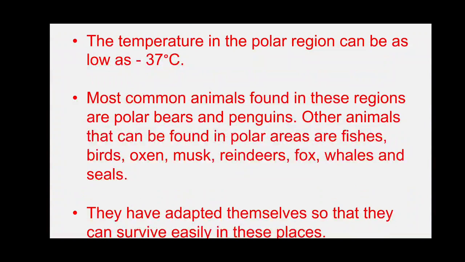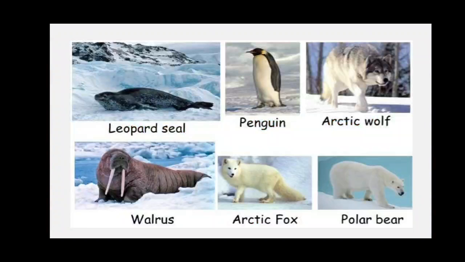The most common animals found in this region are polar bears and penguins. Other animals that can be found in the polar areas are fishes, birds, musk oxen, reindeers, foxes, whales and seals. They have adapted themselves so that they can survive easily in this place. Here are some of the animals that survive in the polar region, and in this lesson we are going to see the adaptations of the polar bear and penguin.